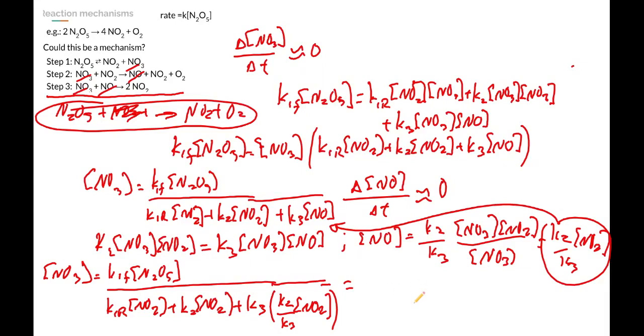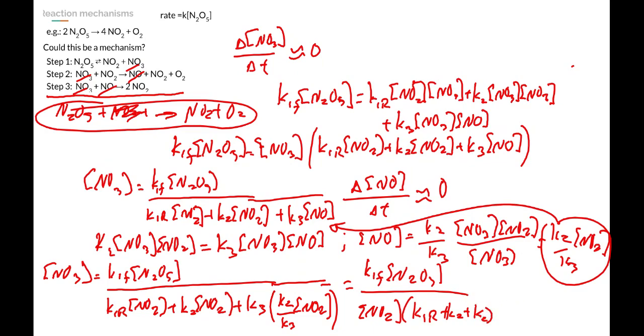And we can pull NO2 concentration out of the denominator. So this is now equal to K1 forward times concentration of N2O5 divided by concentration of NO2 times K1 reverse plus K2 plus K2 again, because K3 is going to cancel. So now we're going to use the last step, which is the one that ultimately produces our products, to be the rate determining step. And we'll give the rate law for that.